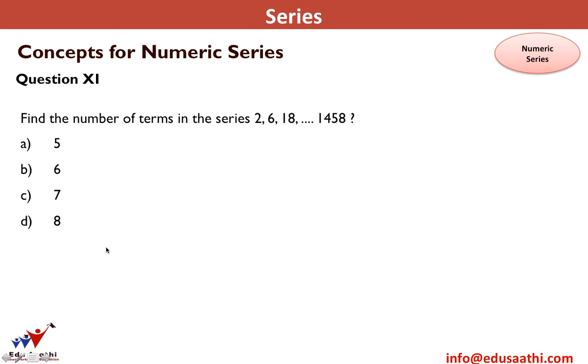Find the number of terms in the series, and this is a GP series. So let's find out r first. r would be 6 by 2, or it would be 18 by 6. These both are the same, and r is 3. Now 1458 is equal to a r raised to power n minus 1. So 1458, what is a? a is the first term, which is 2. So this gives me 2, and r is how much? 3 raised to power n minus 1.